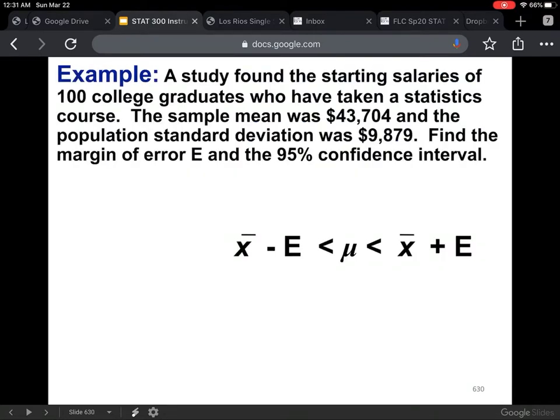So let's do an example. A study found the starting salaries of 100 college graduates who have taken a statistics course. So we know what n is. The sample mean was $43,704, and the population standard deviation, again, usually that's not known, is 9,879. Find the margin of error and the 95% confidence interval. So we need to find E using the formula z times sigma over square root of n, and then we need to subtract from the mean and add to the mean to get this confidence interval.